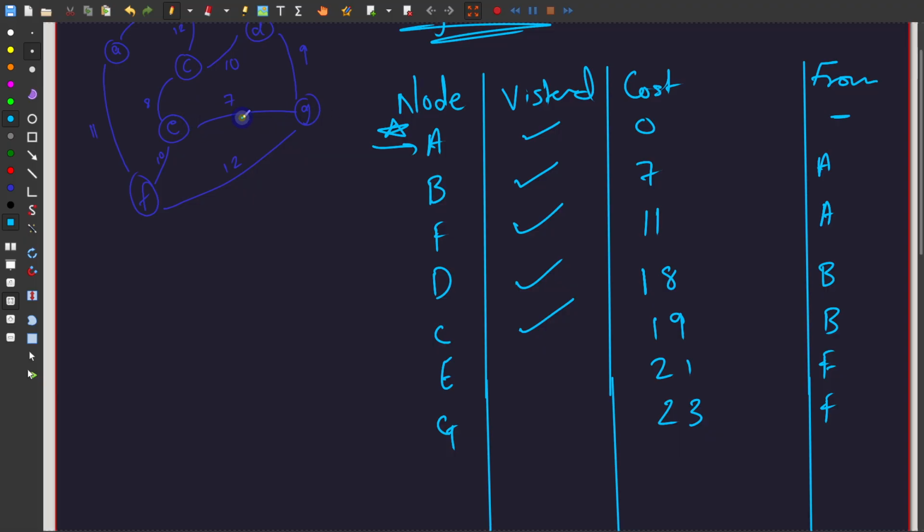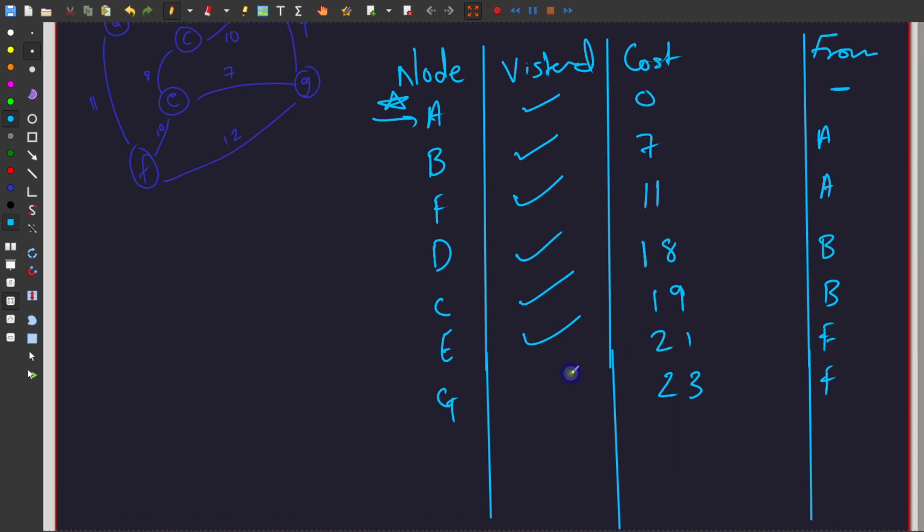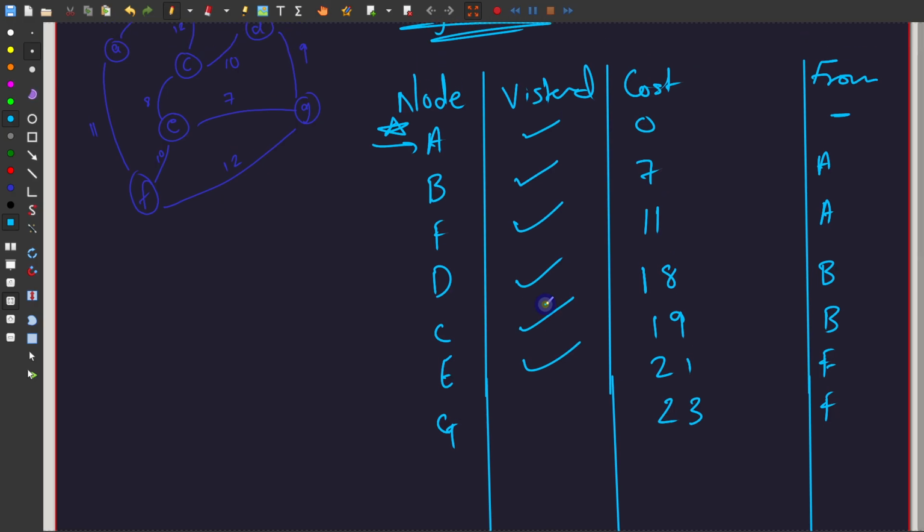And then you have EG, which costs us a 7, right? So if you take EG, 7 plus 21 is 28. Now 28 is much greater than 23, therefore nothing will happen. This particular path that G already has will exist, and I think that is about it. There is nothing else to do.